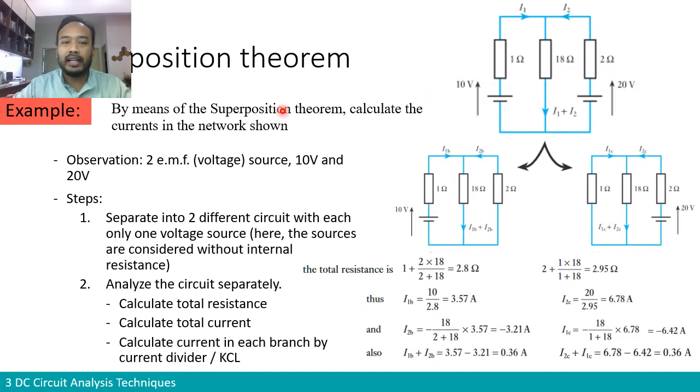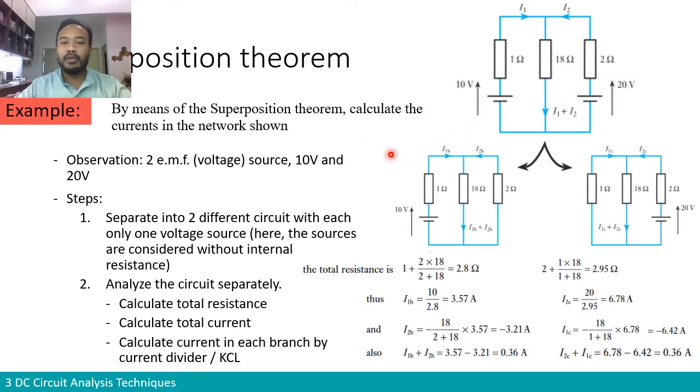So what does the question ask? It asks: by means of the superposition theorem, calculate the currents in the network shown. So what it asks for is basically to calculate all the currents in the network. How many currents do we have? We can see there are three branches. The branch that goes through the 1 ohm resistor, we are calling I1, and the current that goes out from the 20 volts through the 2 ohm, we are calling I2. And in the middle we have another branch that goes through the 18 ohm, which you could call I3, but here we know that through KCL this current is equal to the sum of I1 plus I2.